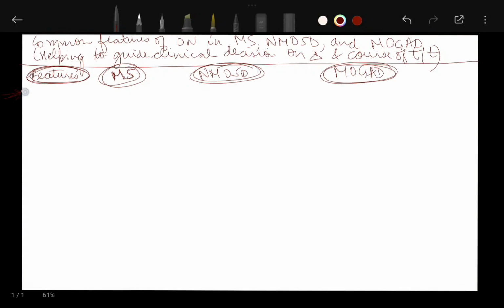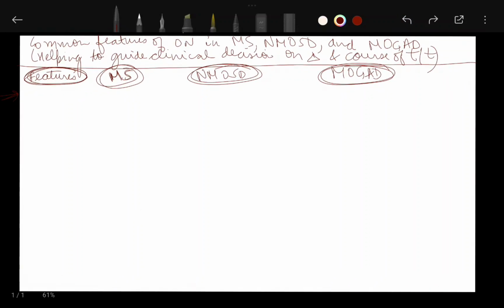Now in case of pediatric, let us go in alphabetical order. In case of bilateral presentation, in multiple sclerosis it is rare, because we have seen that bilateral presentation is usually in NMOSD and MOGD. It is common in NMOSD and MOGD.